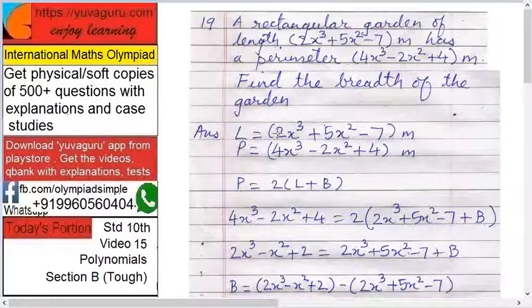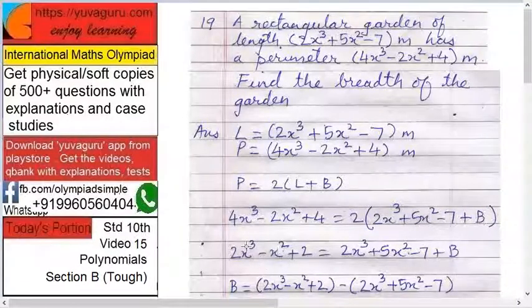L equals 2x cube plus 5x square minus 7 meters. P equals 4x cube minus 2x square plus 4 meters. But P equals 2 into L plus B. Put the values. Therefore, 4x cube minus 2x square plus 4 equals 2 into 2x cube plus 5x square minus 7 plus B. Solve for B.